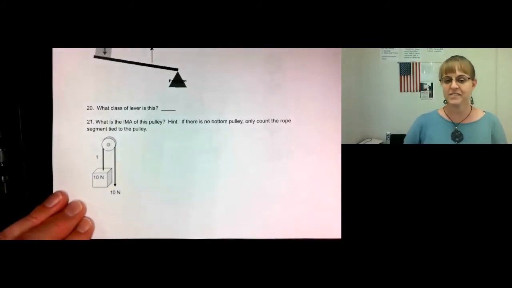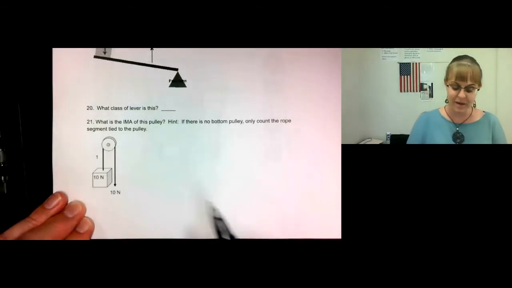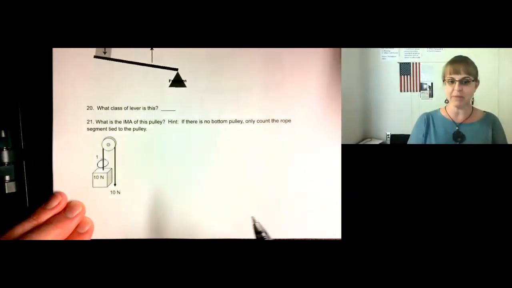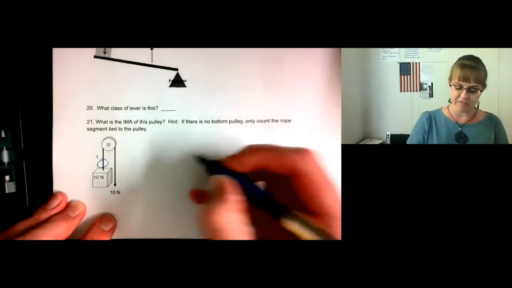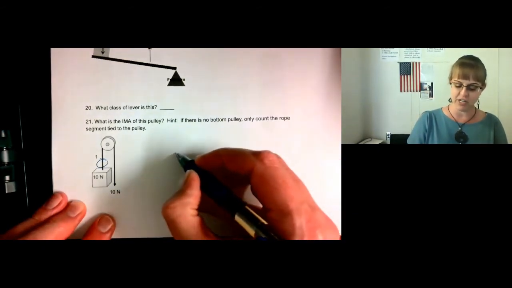Number 21, what is the ideal mechanical advantage of this pulley? Hint, if there is no bottom pulley, only count the rope segment tied to the pulley. There's only a top pulley, none at the bottom. There is one rope segment tied to this pulley. Therefore, the ideal mechanical advantage is 1.